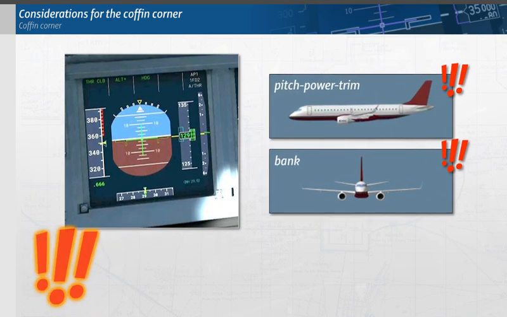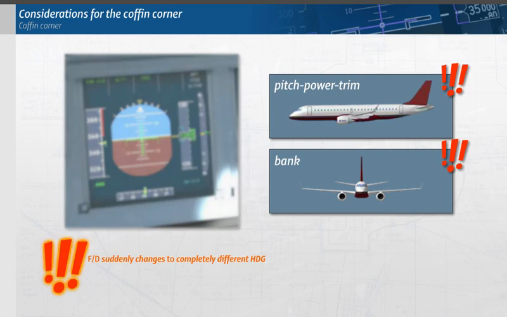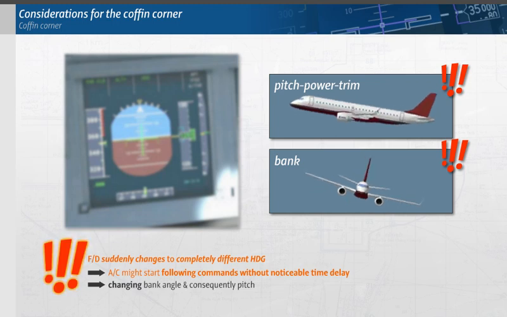A more difficult situation occurs when the flight director suddenly changes to a completely different heading. In this case, the aircraft might start following the commands without noticeable time delay, with the consequence of changing the bank angle and consequently pitch, which might lead to a stall very quickly after the new bank angle for the turn was reached.